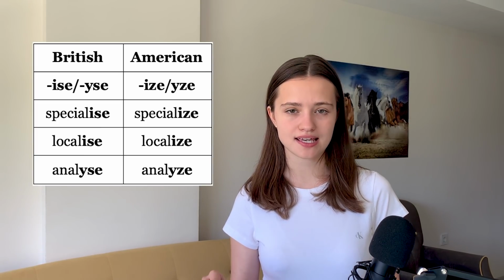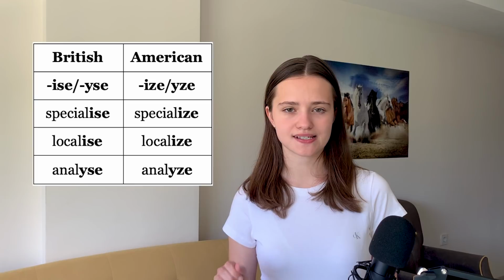The next ending is going to be TRE. TRE is British, like theater, center, and TER is going to be American, theater, center. The next ending is going to be ISE or YSE.